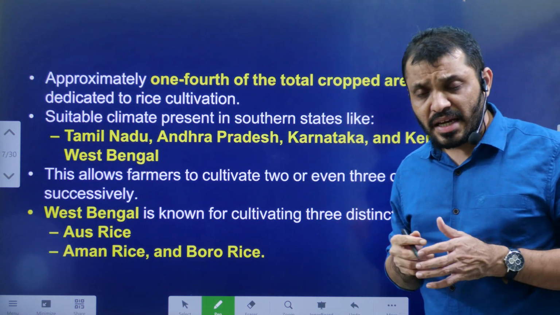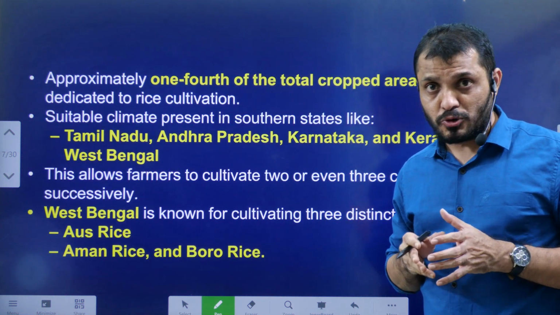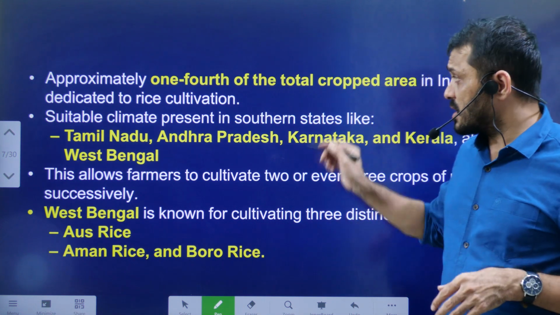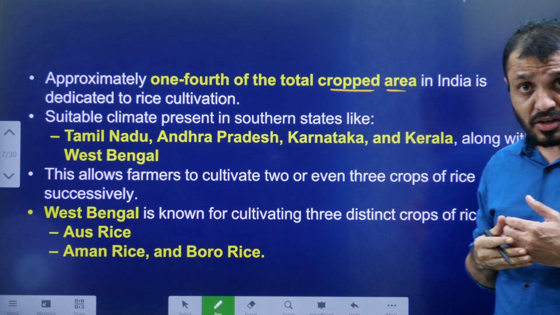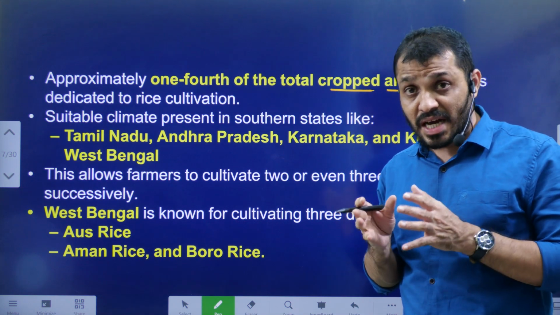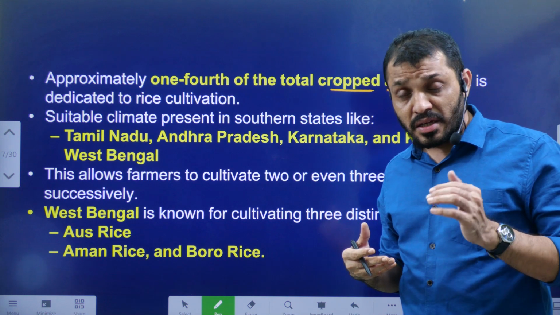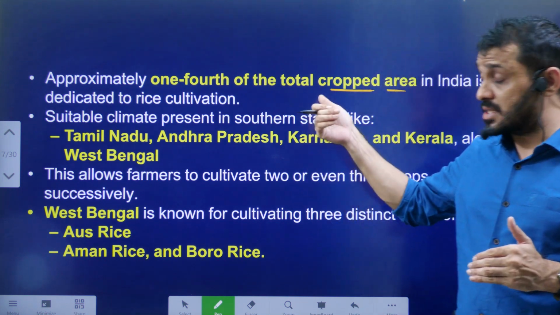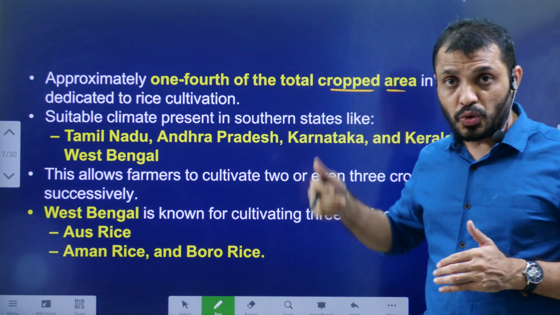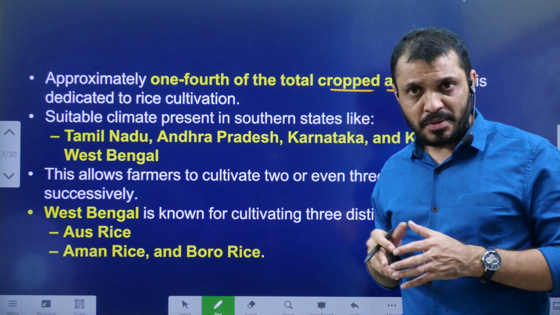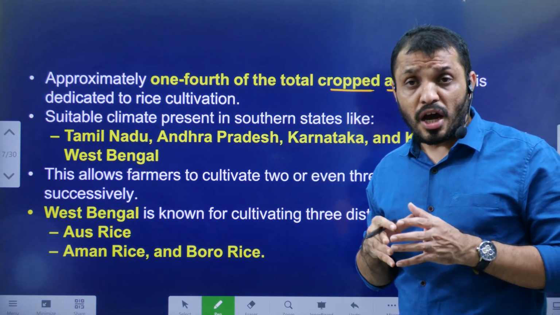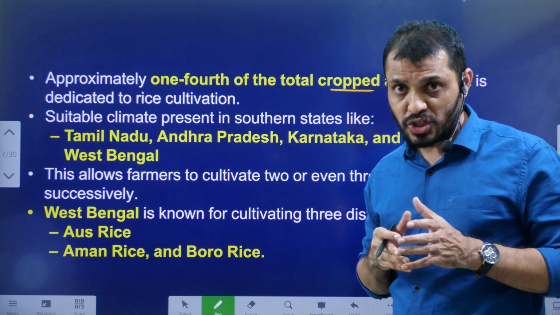Next, in India, rice is one of the major crops to grow, almost one-fourth of the total cropped area in India. For example, if there are 100 acres in the entire India where we are sowing crops, in more than 25 acres, that means more than one-fourth, you are growing rice. So you can understand how much farmers depend on the cultivation of rice.